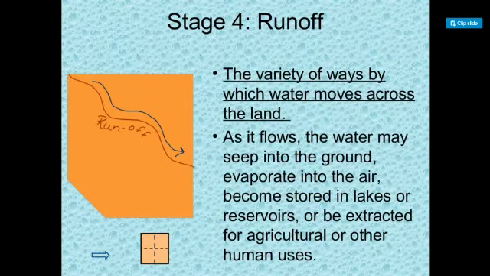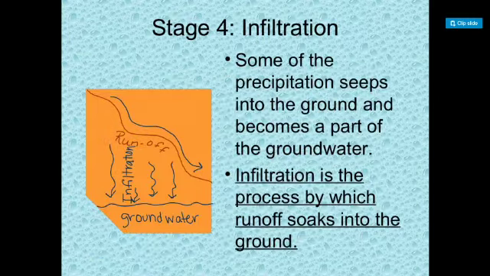Now we will see stage 4, that is called runoff. The variety of ways by which the water moves across the land. Now this is the coming back of the water from the atmosphere to the land. As it flows, the water may seep into the ground, evaporate into the air, become stored in lakes or reservoirs, or be extracted for agriculture or other human uses.